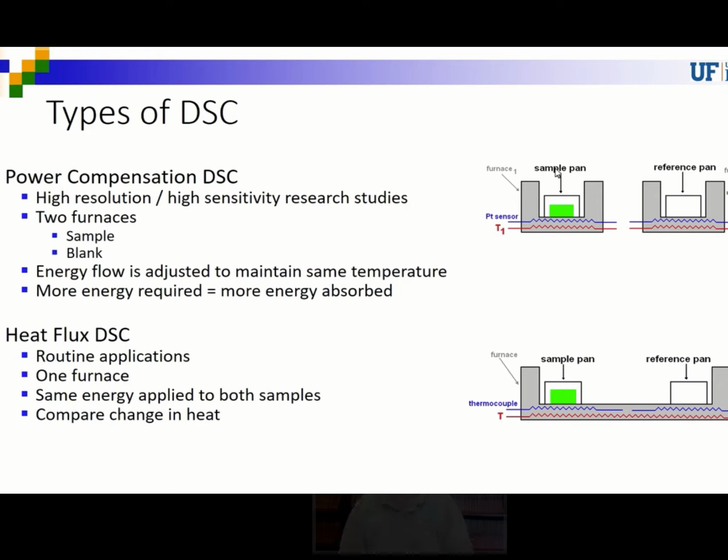So in heat flux DSC, we have one furnace. We apply the same amount of energy to the two sides, the sample side and the reference side, and then we compare the change in temperature. Sorry, that word here should be temperature. Hopefully as soon as I finish this, I'll remember to change that. We're going to look at which pan, the sample-containing pan or the reference pan, is changing temperature faster. The turkey is going to change temperature slower than the chicken. So I'm going to stop here for this video and then pick up in the next one.